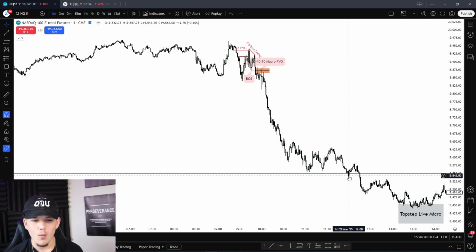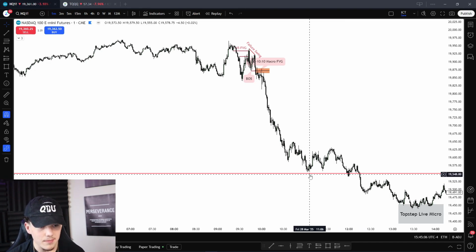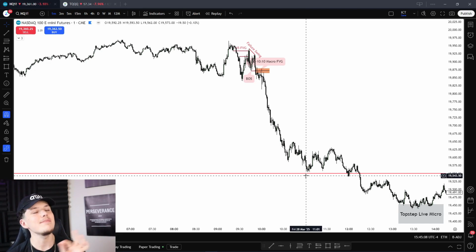Now let's look at what time do we break that low? What time do we break those equal lows? What time is that? 12. On the dot. It's all algorithmically coded, guys. Is that how you say it? It's all coded, all right?